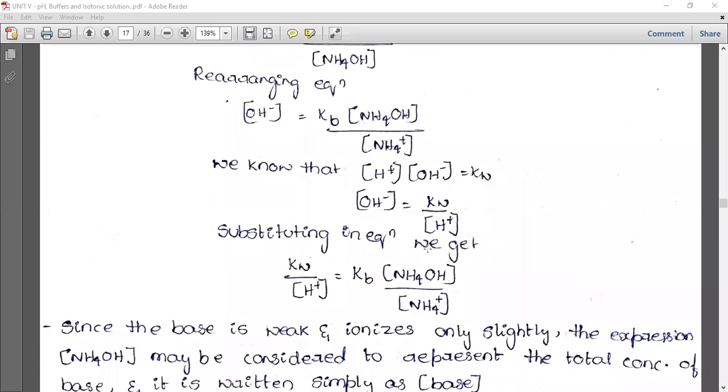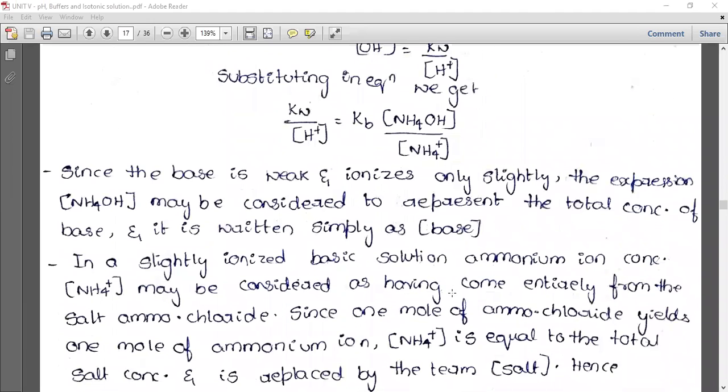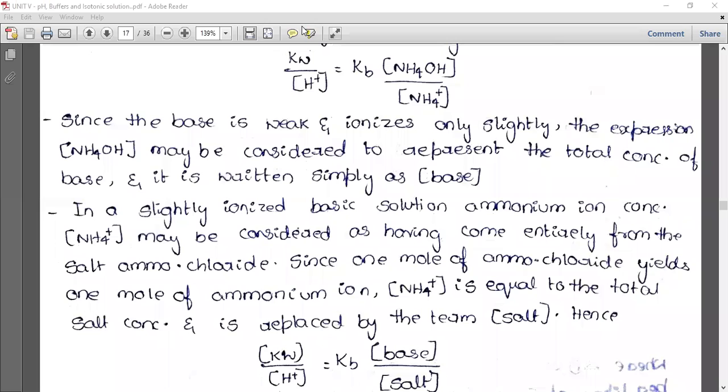Now, since this particular base, that is NH4OH, ammonium hydroxide, ionizes only slightly because it's a weak base, the whole expression we can consider to be from the base only. And NH4 plus, even though we get it from the base as well as the salt, since this term is from the salt, the concentration is more, because the salt we are considering dissociates completely. We can replace ammonium ion with salt. Okay, same thing, so we get Kw divided by H plus is equal to Kb into base divided by salt.